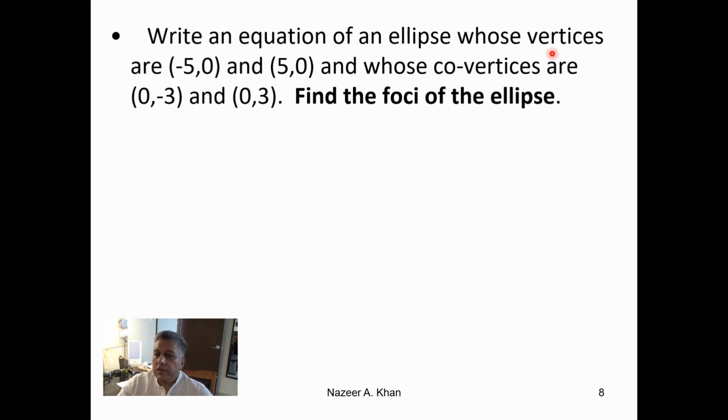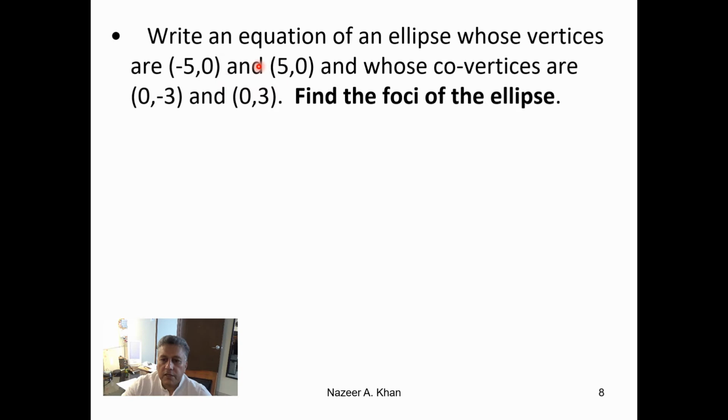Write the equation of an ellipse whose vertices are minus 5 and 0, plus 5 and 0. Because we have 0 in the coordinate set, the ordinate is 0. That means that this is going across, it's symmetrical to the x-axis. It's symmetrical. You have minus 5 and 0, and then you have plus 5 and 0.